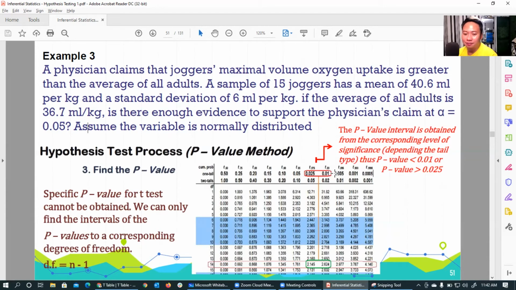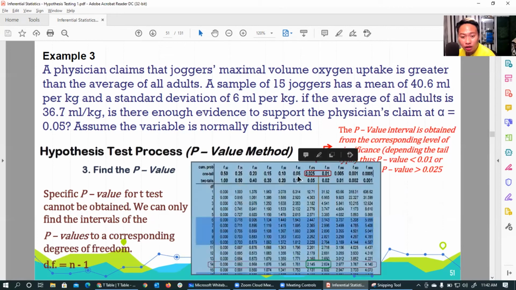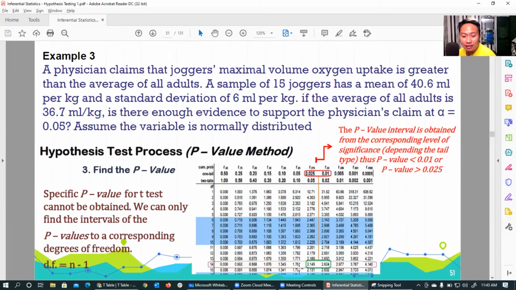Why do you think? Let me return the question. Remember we're using the p-value method. Why did you use 0.025 and 0.01 when your alpha is 0.05? It would be easier for us to just solve right away, because if we used the traditional method, we can have this 1.761. What do you think?